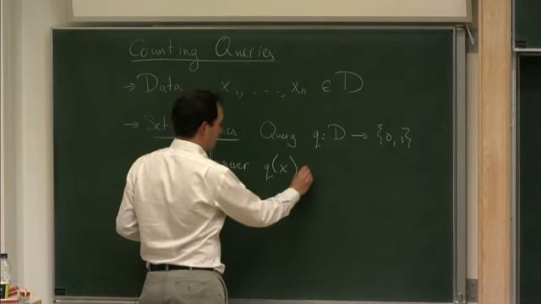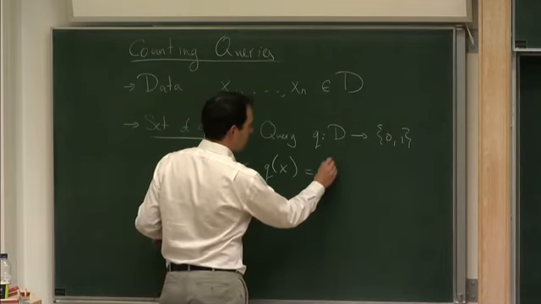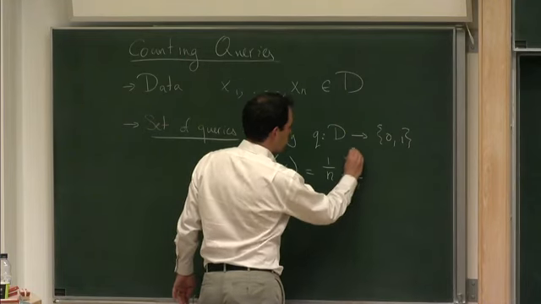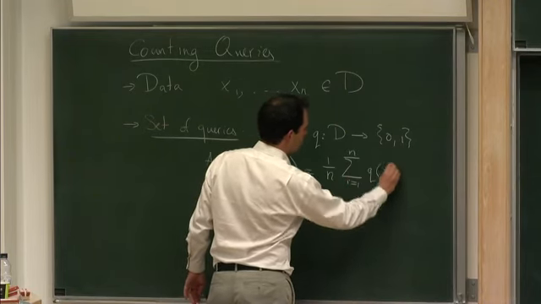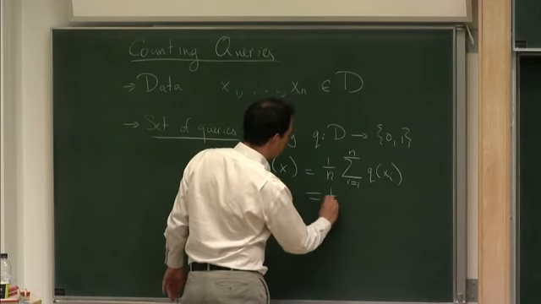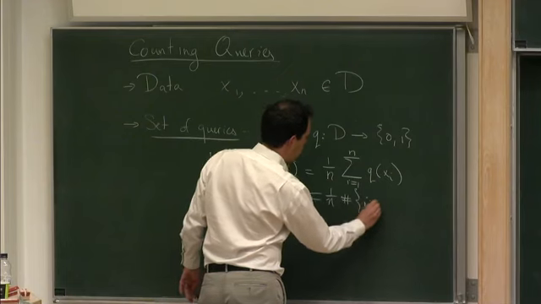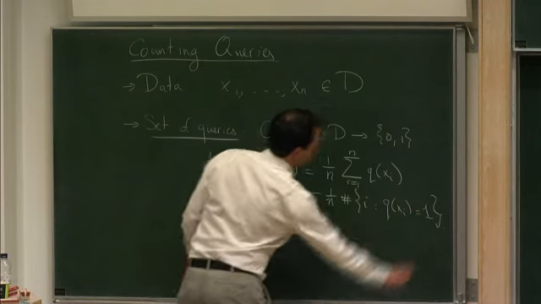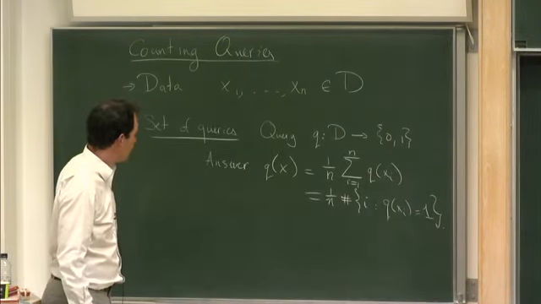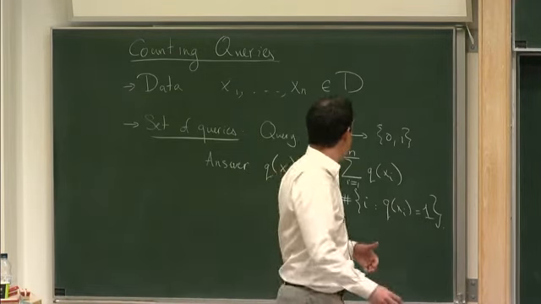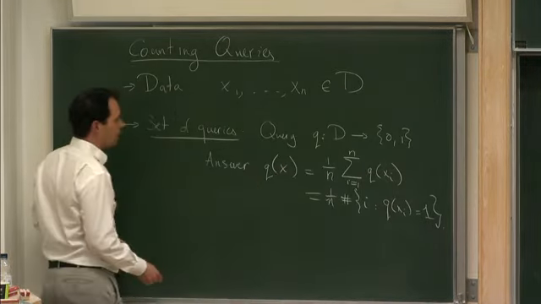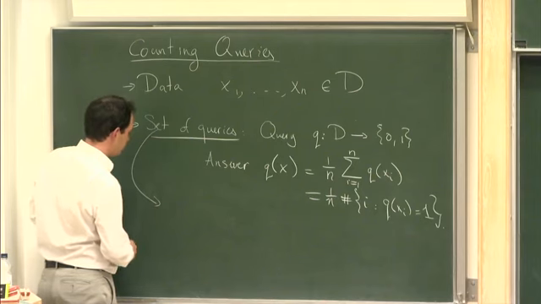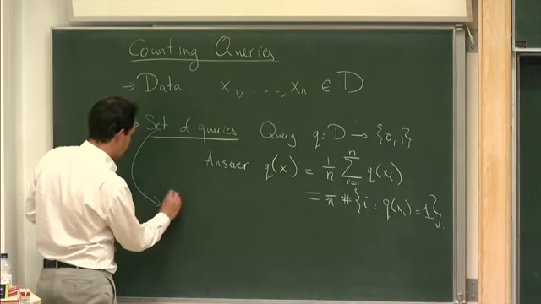So the answer to this query on X, I'll write it as a function, is just the proportion of people in the data set who have a 1. So this is 1 over n times the number of people who have a 1. Okay? And now what I'd like to do, so I'm given a set of queries. A set of queries is a list of.